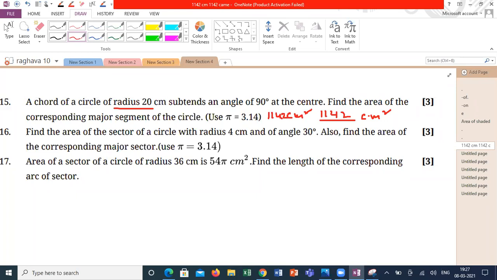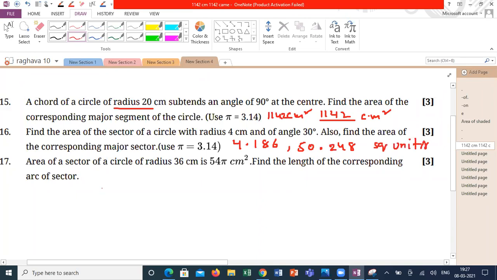Sir, for the 16th question, the area of the sector of a circle with radius 4 centimeter and angle of 30°, I got 4.186 centimeter square, sir. And for the area of the corresponding major sector, 50.24 centimeter square. Next. I think it's a direct question. Am I right? Yes, sir. This is a straight question. Radius is given, angle is given.